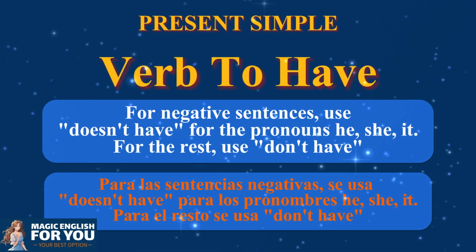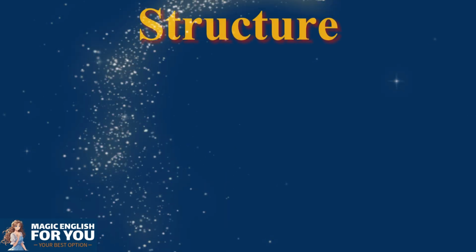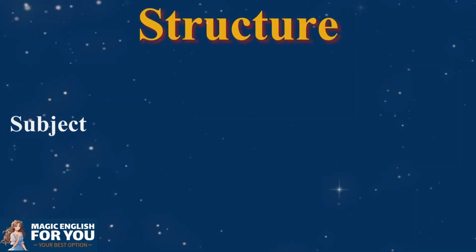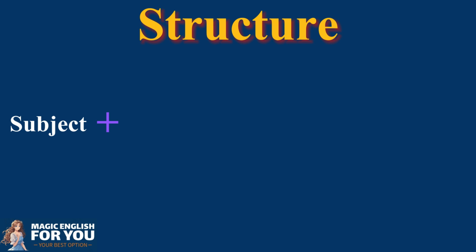For negative sentences, use doesn't have for the pronouns he, she, it. For the rest, use don't have. Structure: Subject plus don't, doesn't have plus complement.